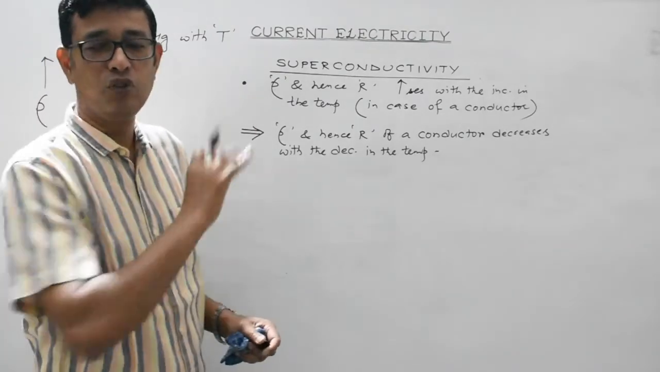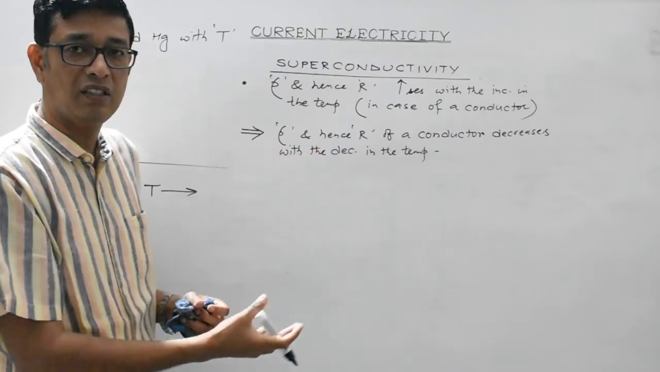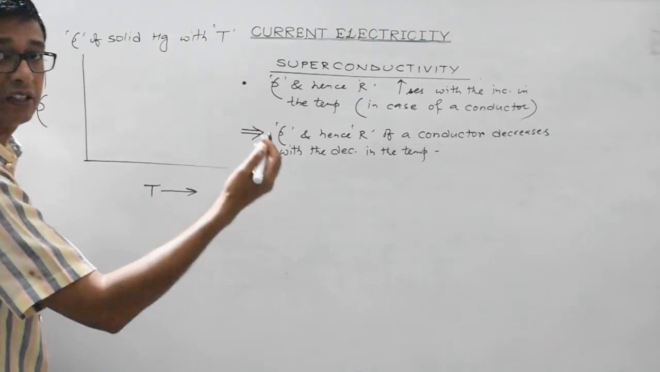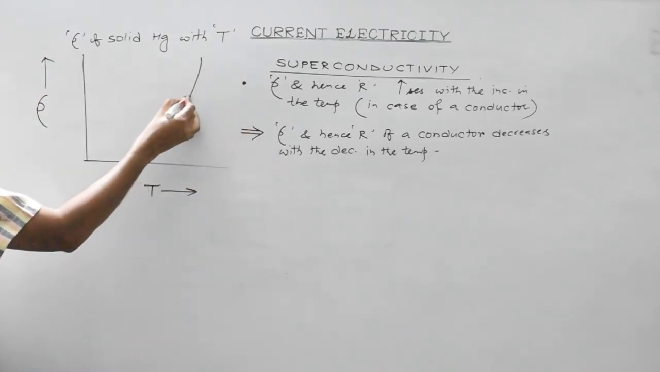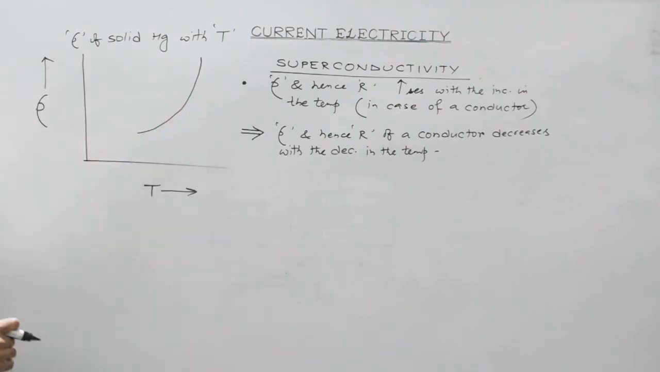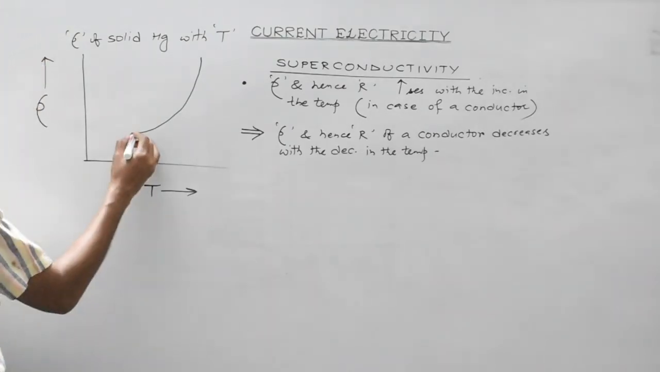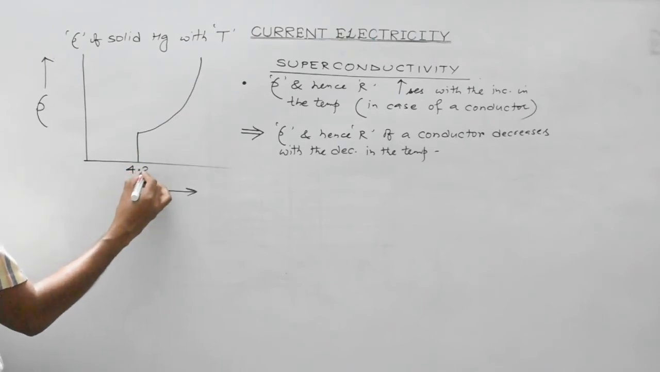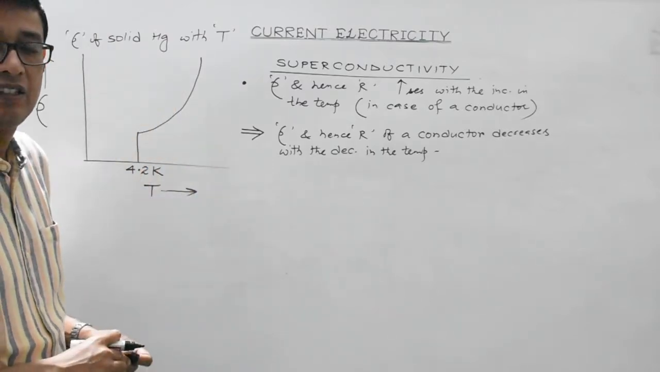So this was a known fact. When the temperature is decreased, the resistivity of the conductor will also start decreasing. So initially, he found experimentally that with the decrease in the temperature, the resistivity of solid mercury also decreases in an expected or normal manner. But at a particular temperature, which in the case of solid mercury was found to be 4.2 Kelvin, it's a very, very low temperature, right?